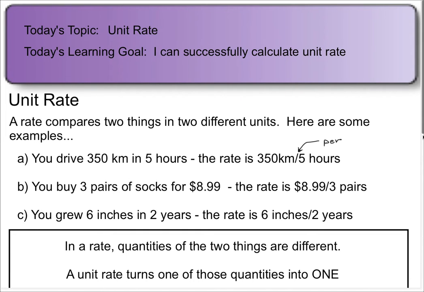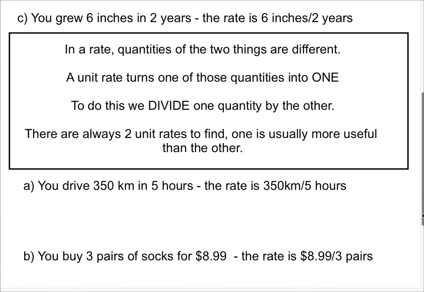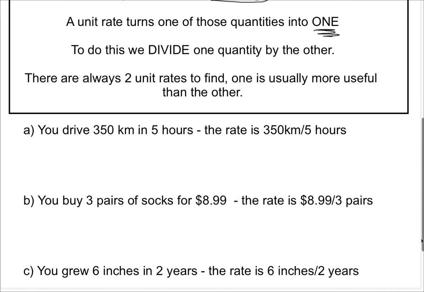In a rate, quantities of two different things are compared. So there are two different things we're looking at. A unit rate turns one of those quantities into one, and to do that, we simply divide one quantity by another. There are always two rates to find. One is usually more useful than the other. So let's take a look at what I mean by two rates to find.